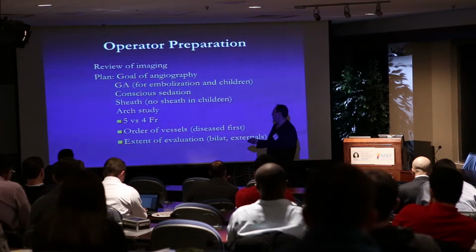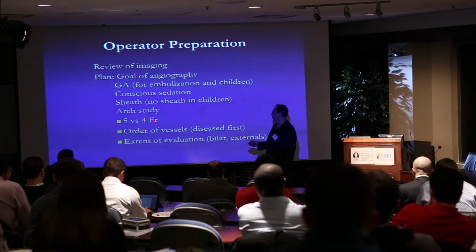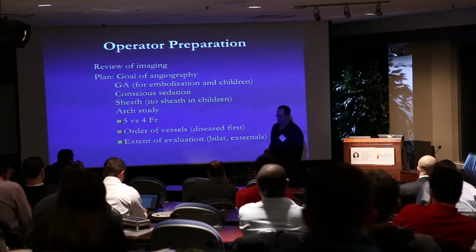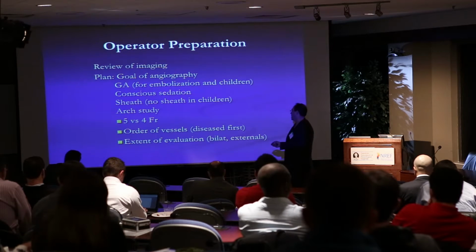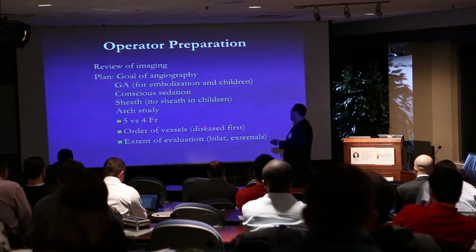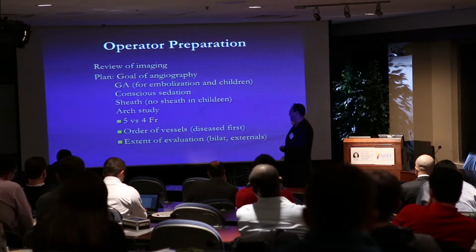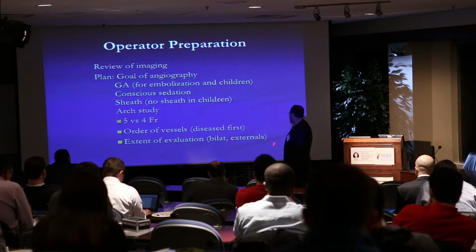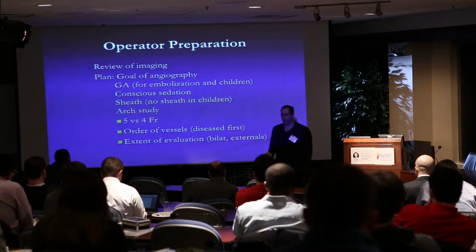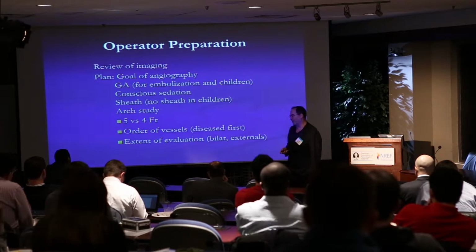And I standardly start with a 5 or a 4 French if it's a small individual or a child, catheters or sheaths. Some people like to start with a diseased vessel first for the angiogram. What's the extent of the evaluation? It depends on what you're looking for. If someone has a subarachnoid hemorrhage, you're going to do a complete angiogram if you don't know where you're going. But in most patients, they have a full angiogram.